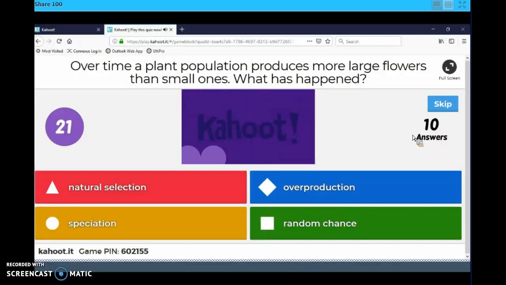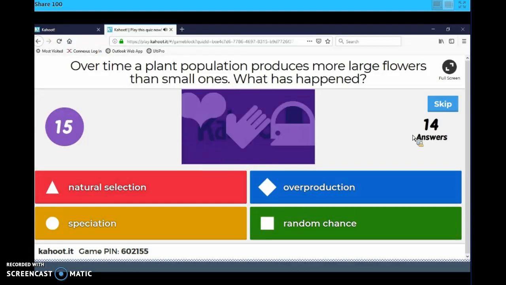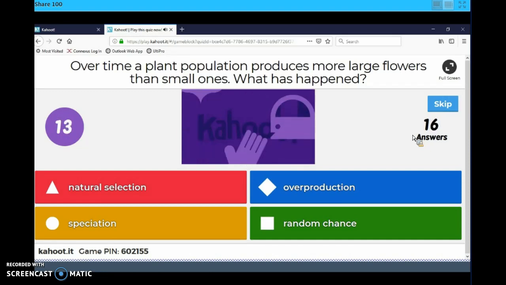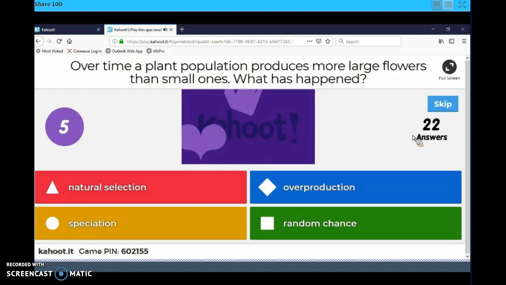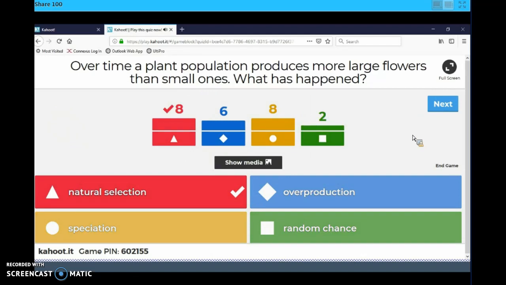All right, over time, a plant population produces more large flowers than small ones. What has happened? Over time should give you a hint here. And that would be natural selection, change in a population over time. The population changed to get larger flowers over time.